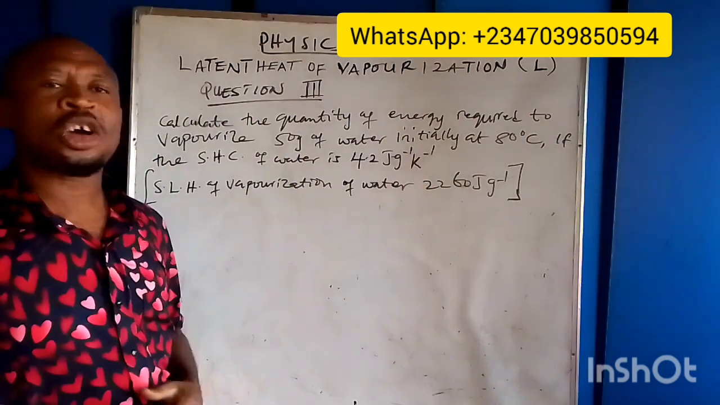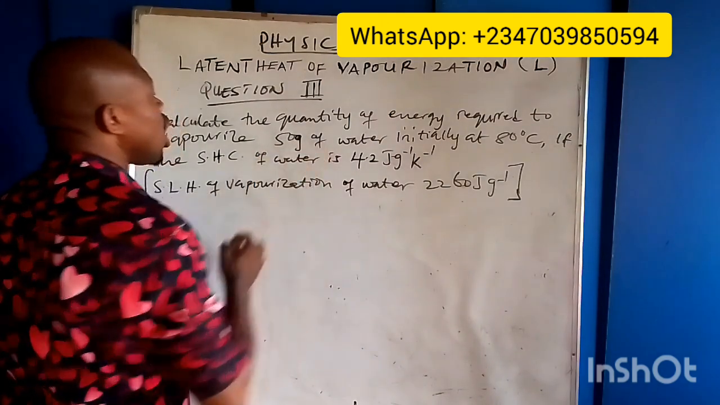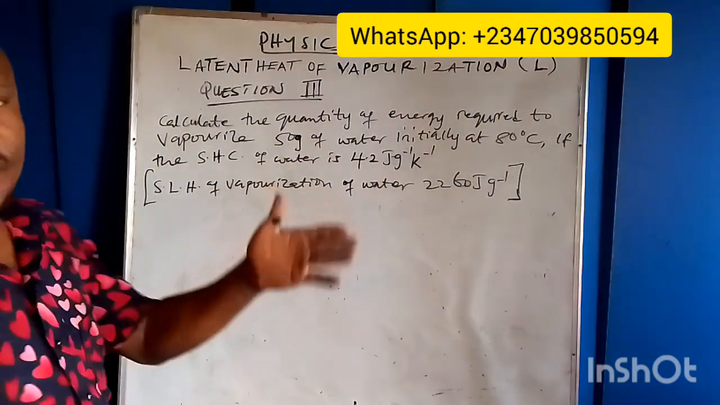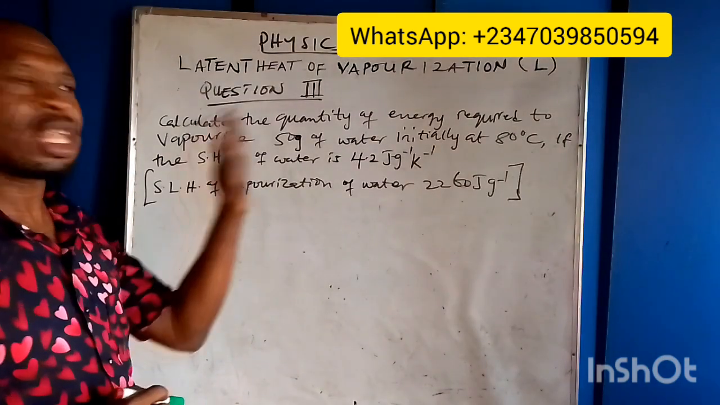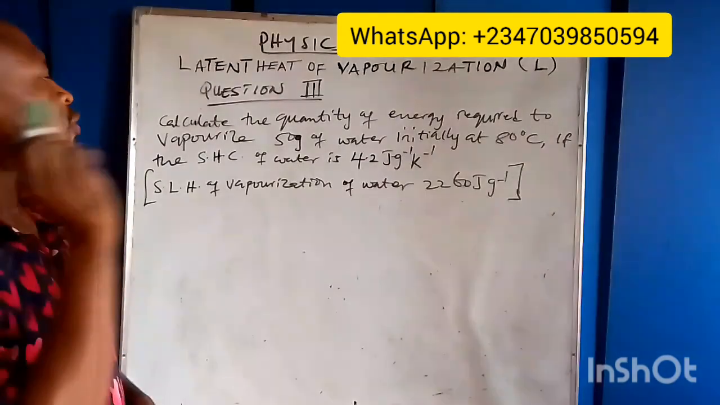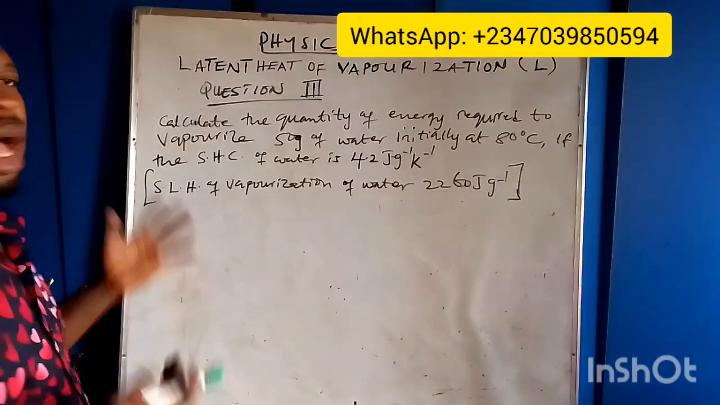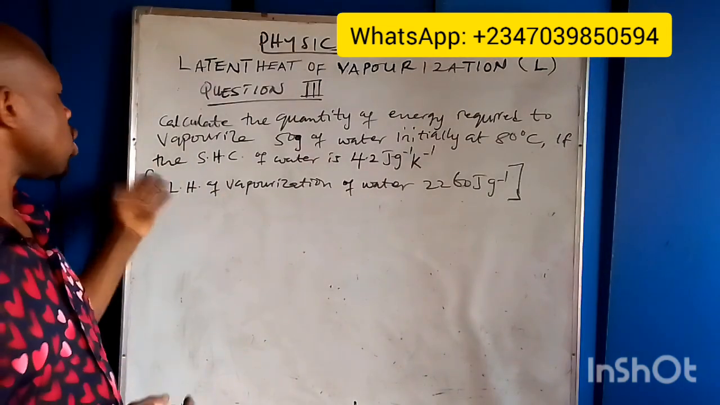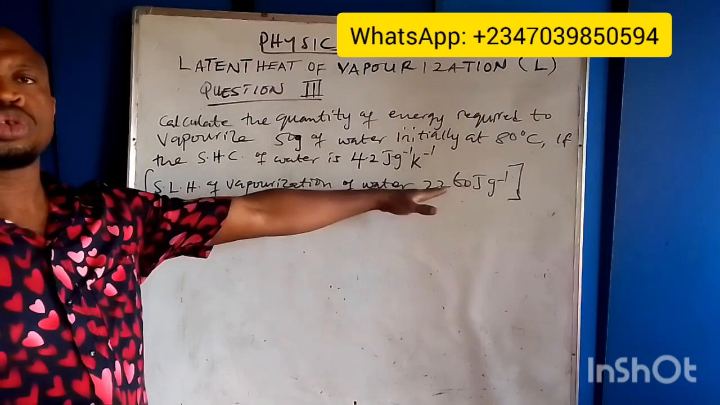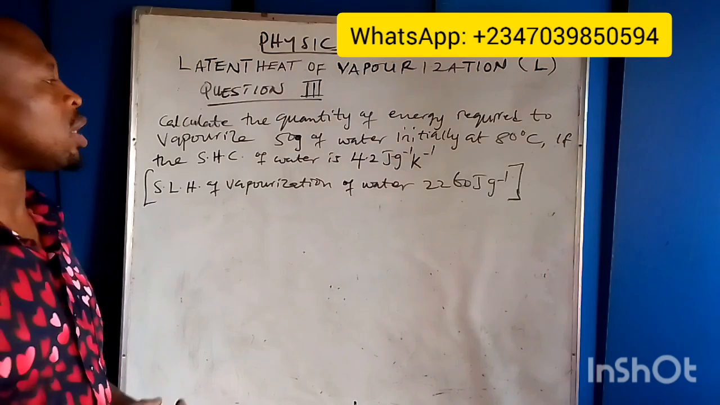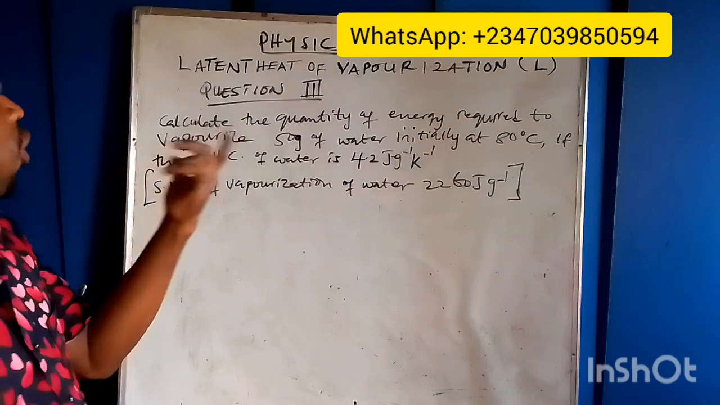Calculate the quantity of energy required to vaporize 50 grams of water initially at 80 degrees Celsius. If the specific heat capacity of water is 4.2 joules per gram per Kelvin, and here we are given that the specific latent heat of vaporization of water is 2,260 joules per gram. There are 2 things I want you to notice from here.